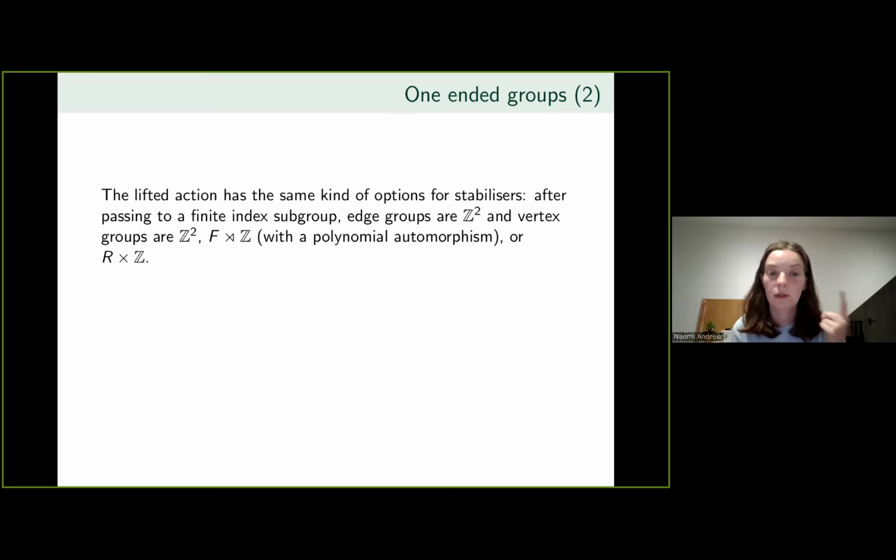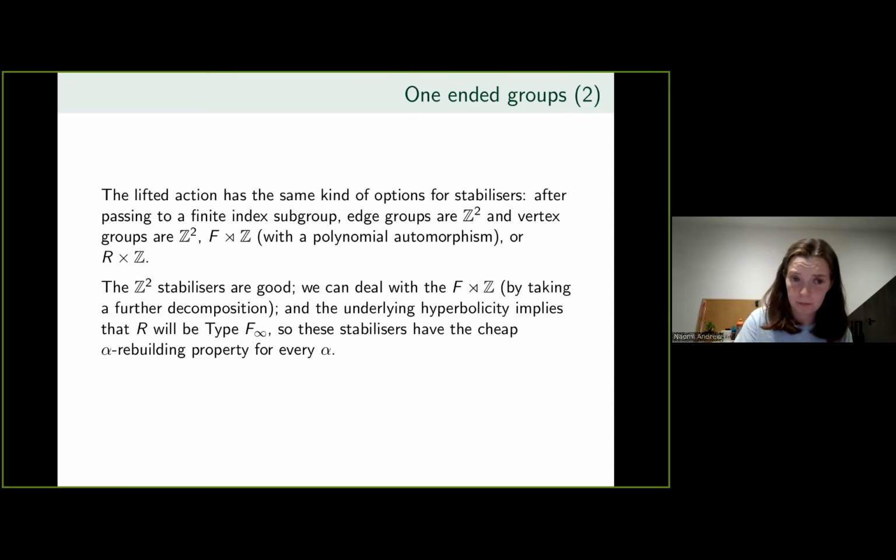Vertex groups might be Z squared, again, great, happy days. They might be free by cyclic with a polynomial automorphism, and somehow this automorphism knows that there was an underlying surface, so it's even more restrictive than that. Or they might be rigid times cyclic. The fact that I've got times is a consequence of one of the things I did when passing to a finite index subgroup, and the fact that these have finitely many outer automorphisms, or finitely many allowable outer automorphisms at least.